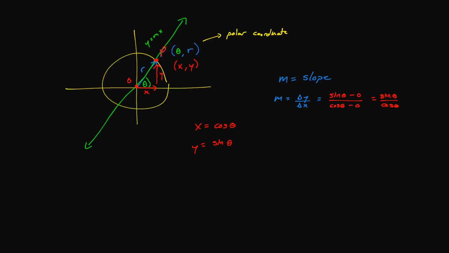So let me highlight this. I'm going to circle this in yellow. Notice these two things: sine theta over cosine theta is equal to slope. Well, we've also seen sine theta over cosine theta equal to something else, and yes, that is tan theta. Tan theta is equal to sine theta over cosine theta.